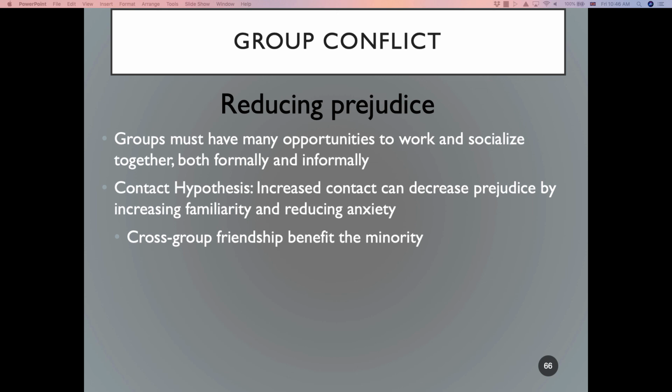So, how do we reduce this prejudice? Education, education, education. If you can work with groups, if you can socialise between groups, the contact hypothesis. The more contact you have with another group, the more understanding you have of this group, and it reduces the anxiety. If you can get friendships between groups, it benefits.